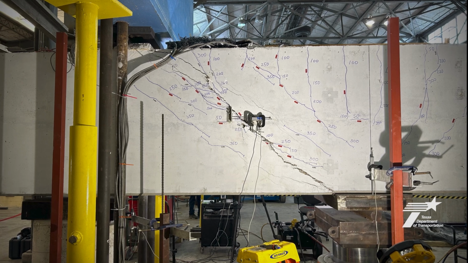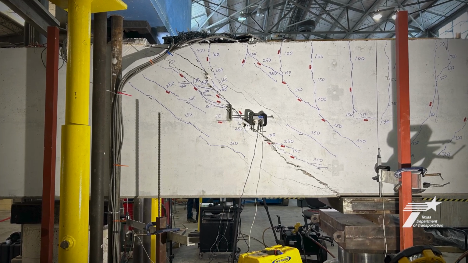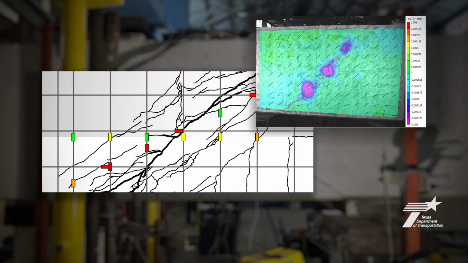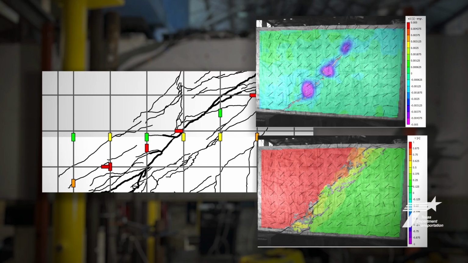And as is common in our research projects, we have looked into the problem by running some sophisticated analyses as well, so that we can actually understand the load transfer mechanisms.